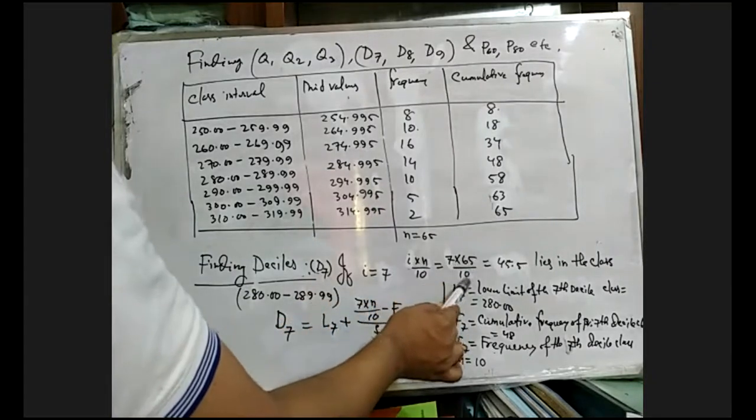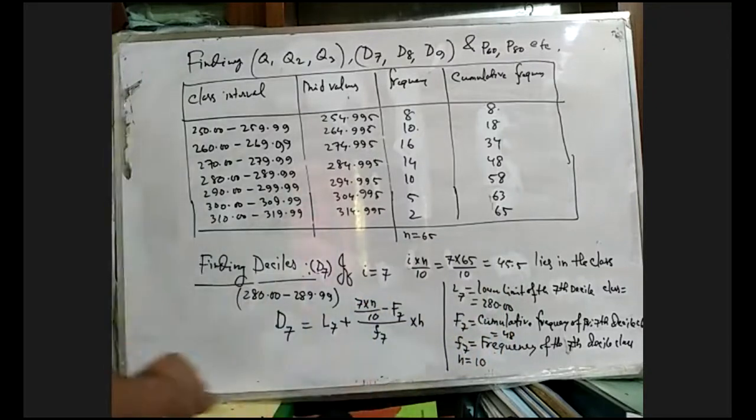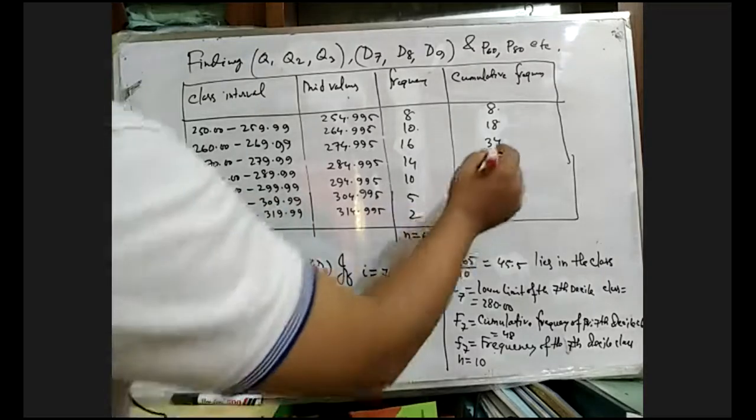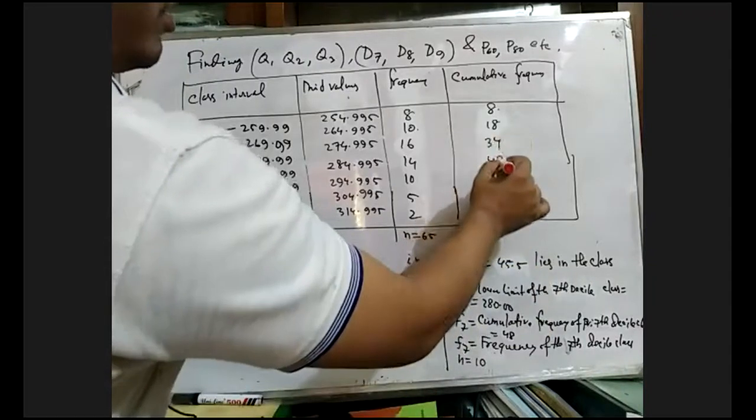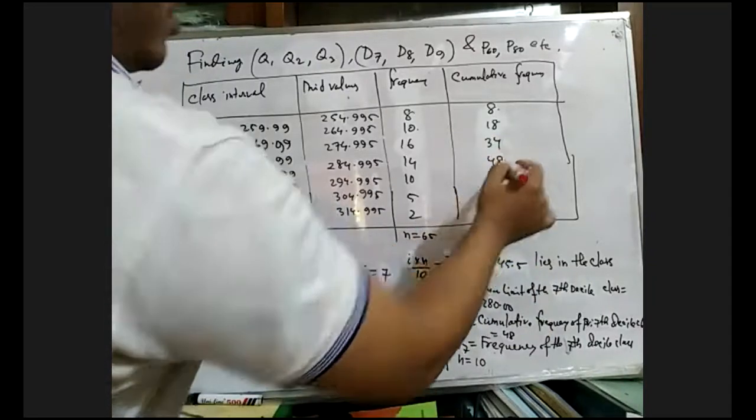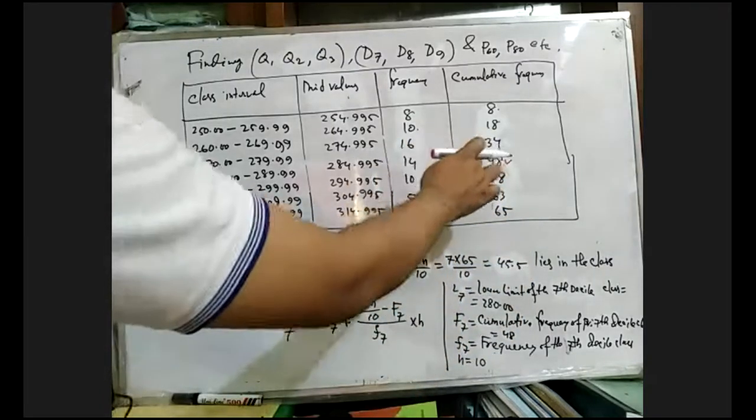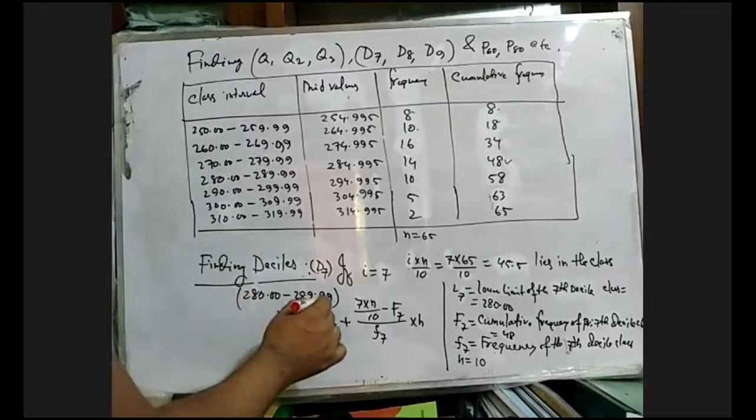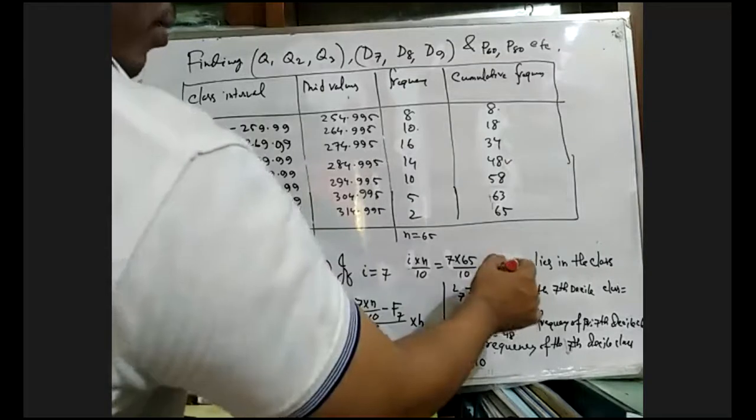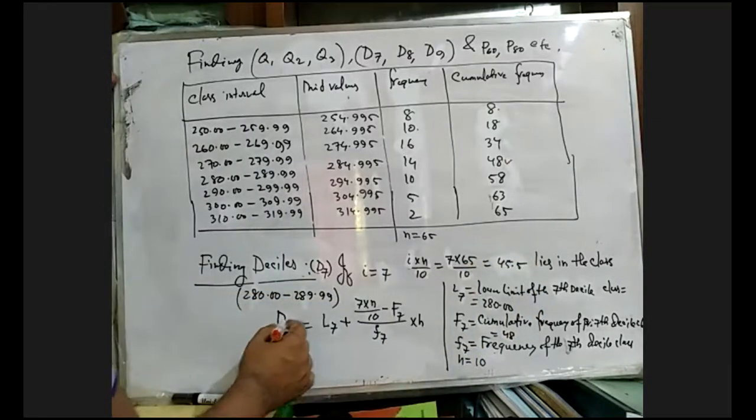7 multiplied by 65 divided by 10 equals 45.5. So which class does 45.5 lie in? Along the cumulative frequency, it lies in the class 280 to 289. This value lies in the class 280 to 289. So by putting 7 in the formula, we get the formula for the 7th decile.